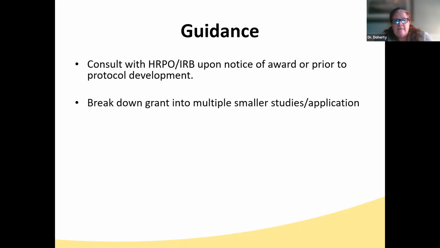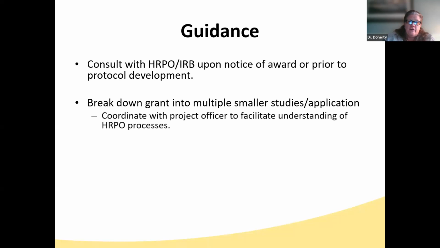One thing that we highly recommend is breaking down your grant into multiple smaller studies. And what do we mean by that? And why do we suggest that? If you have an award for a community-based participatory research approach, the study and the grant will involve multiple phases. And what we have learned, and are continuing to learn, is that the phases of the research and of the grant change over time. So the initial part in working with the community or gathering information might be considered non-human subjects research, or it might be exempt.